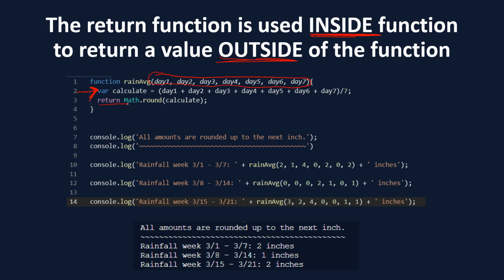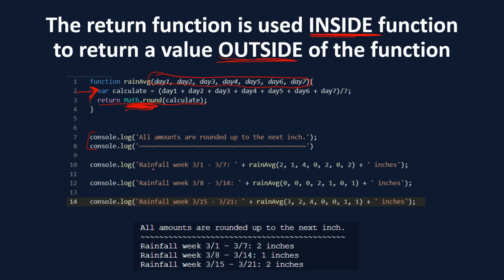So I am then returning math.round calculate. So this right here is just going to round it off so I don't get a long decimal number. So I just added a little fluff here to make it look a little bit nicer. So all amounts are rounded up to the next inch, a nice little squiggly line. But again, I have to call the function.